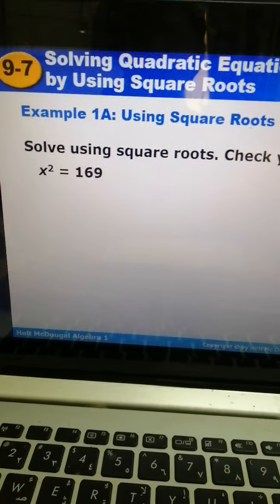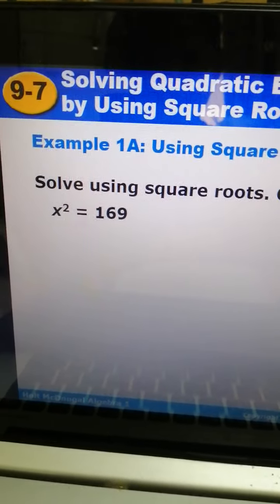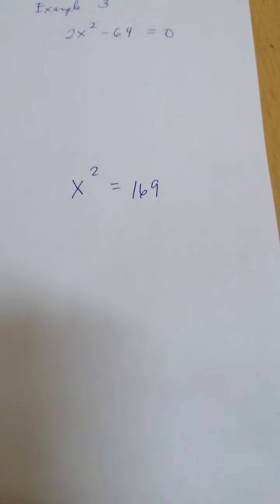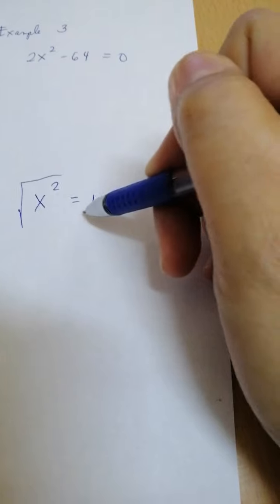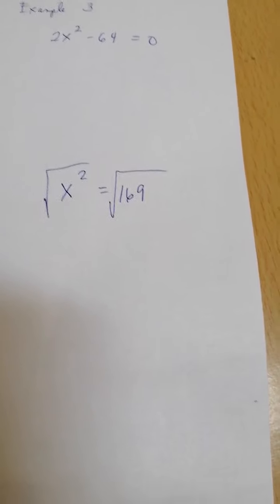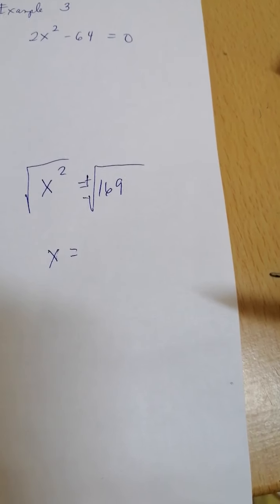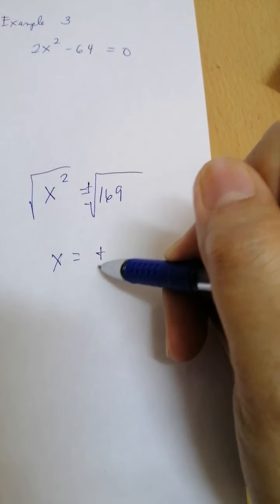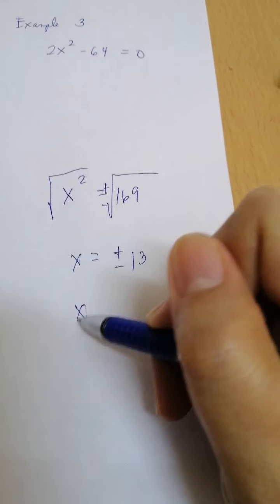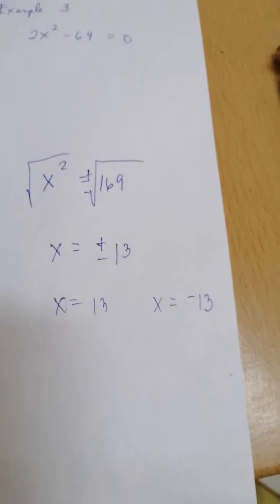Okay, let's have one more example. Example 1. Solve using square roots. Check your answer. Okay, so if you have x squared equals 169, you apply the square root to both sides. That's the square root property. So we all know that when you multiply x times x, that will be x squared. So the root of x squared is x. But this time I told you there will be two roots. Okay, what is plus or minus the square root of 169? Plus or minus 13. So the values of x will be positive 13 and x is equal to negative 13. So those are the solutions of the quadratic equation.